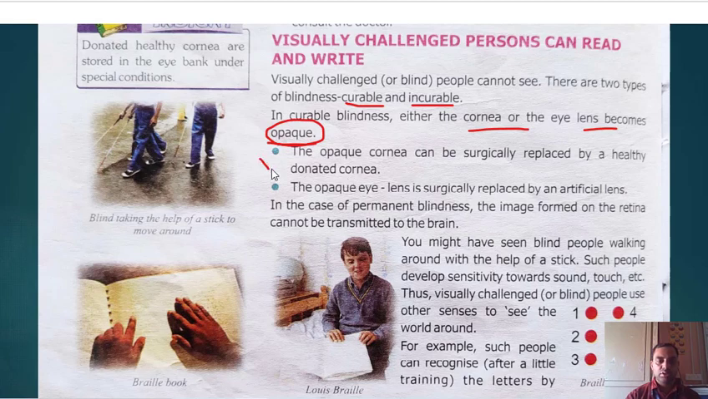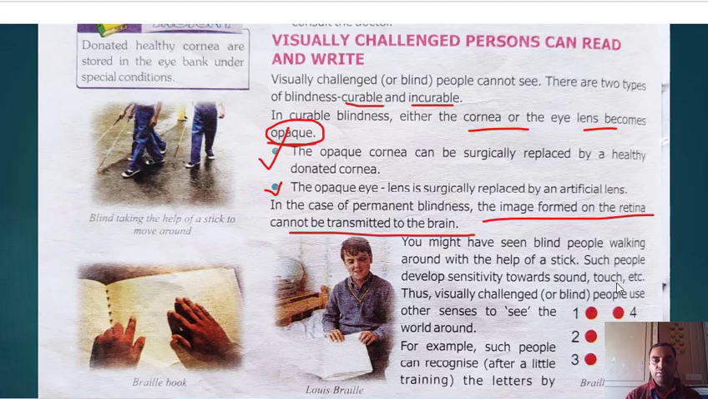Okay, that is, we'll talk about eye donation. The opaque eye lens can be surgically replaced by an artificial lens. In the case of permanent blindness, the image formed on the retina cannot be transmitted to the brain. That means your image is forming on the retina, but due to some defect in the optic nerve or maybe some other region, it is not able to transfer to the brain. So this cannot be cured.